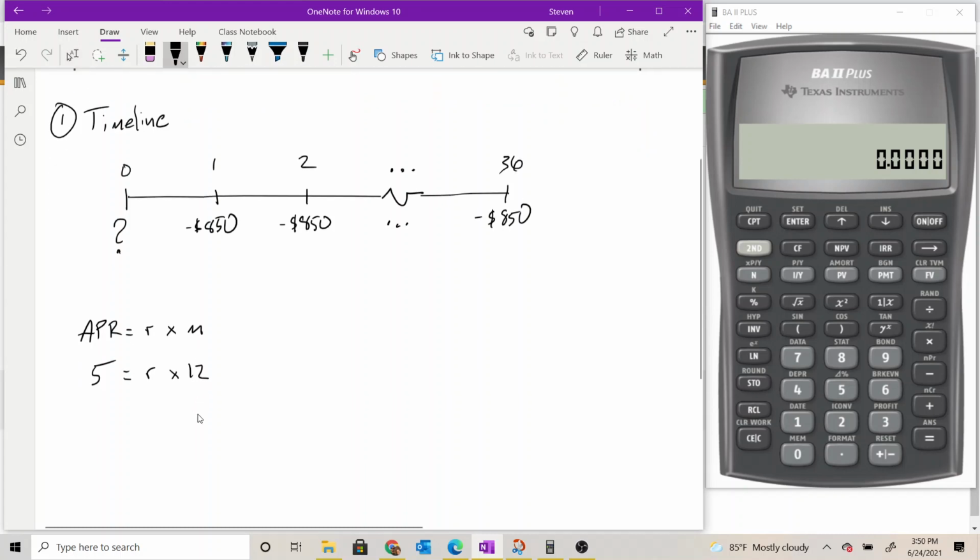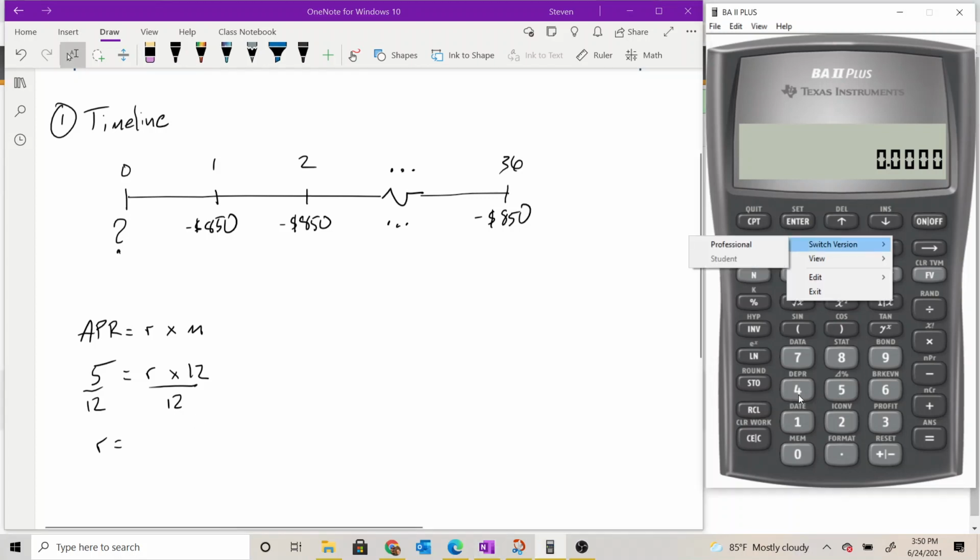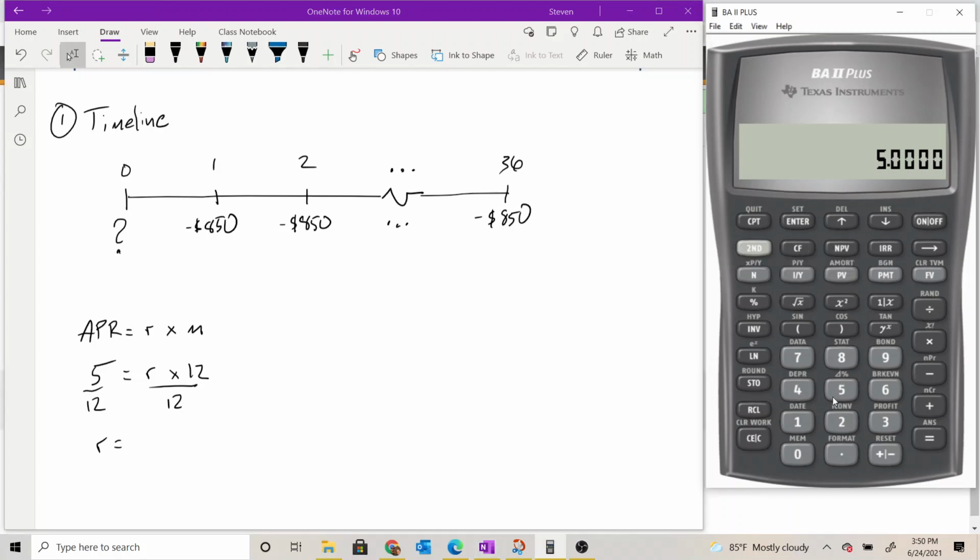All right, so we just want to solve for r by dividing both sides by 12. And I'll flip r over to the left-hand side since that's how we're used to looking at it. So our monthly effective rate is roughly 0.4167. I used 5 here, for 5%, so the number I got back is also in percentage format. So our r that goes on the timeline is 0.4167%.